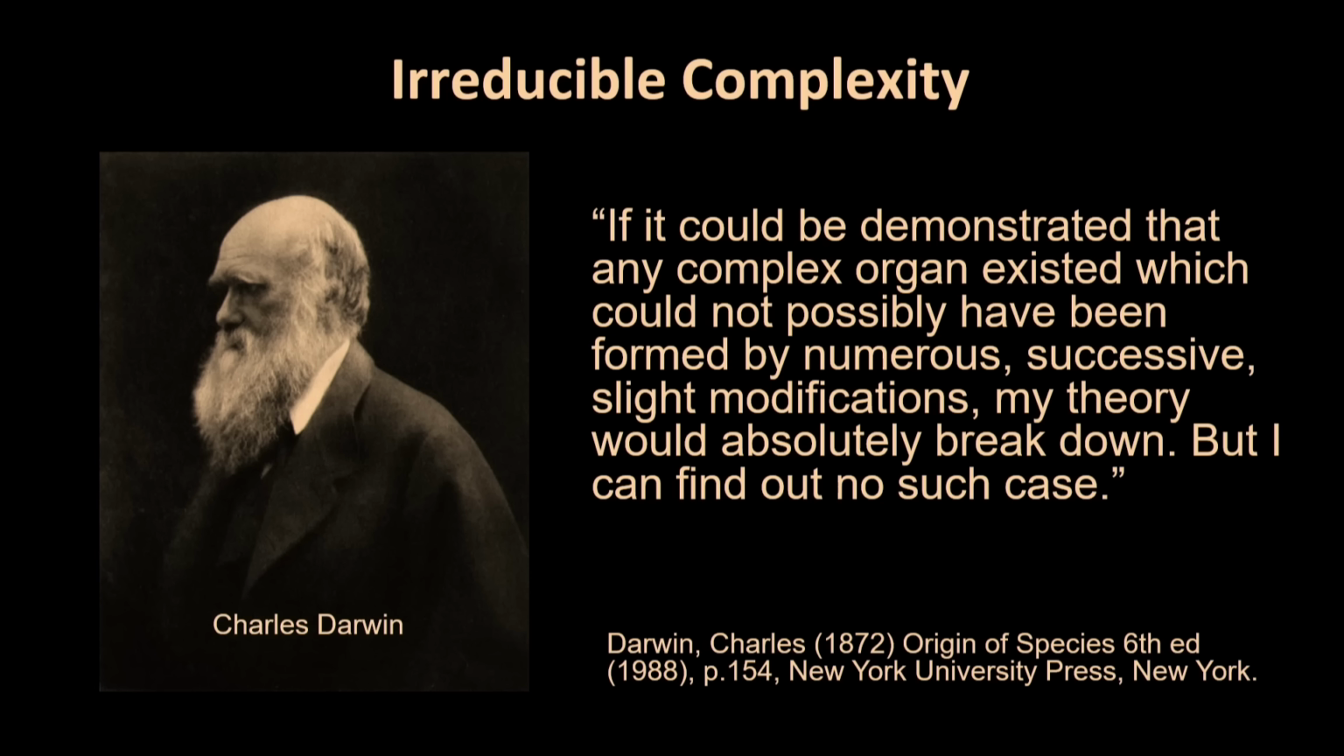So look at what he says. If an organ can be found that cannot be developed through numerous successive slight modifications, he's talking over successive generations, that my theory would absolutely break down. Not suffer harm or require revision, but would absolutely break down. But of course, in Darwin's day, they didn't know the things we know today about the cell.